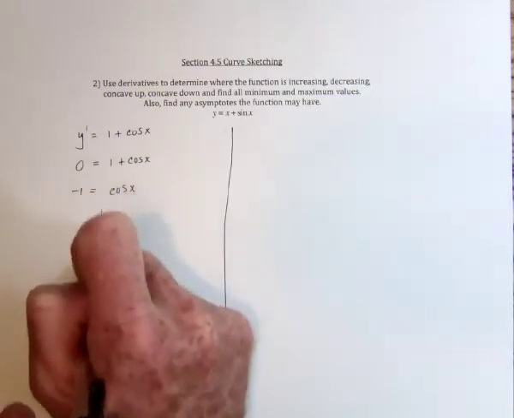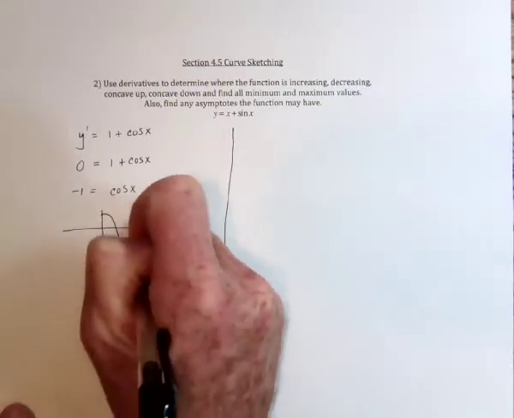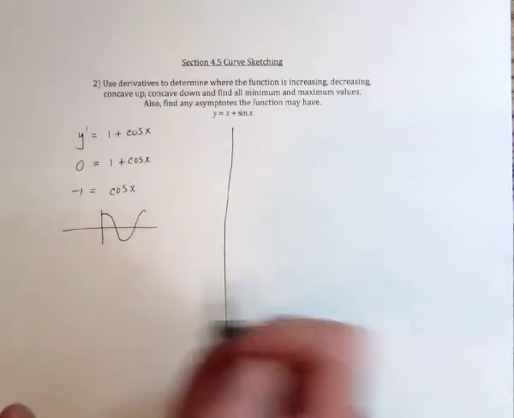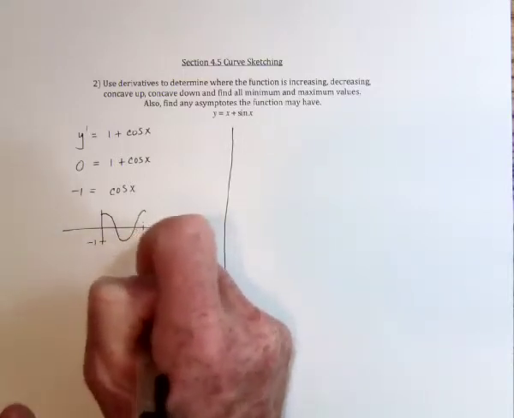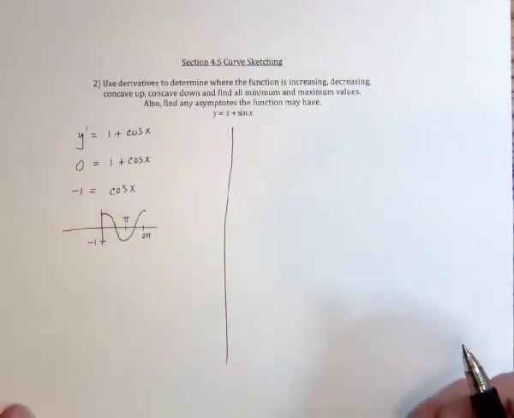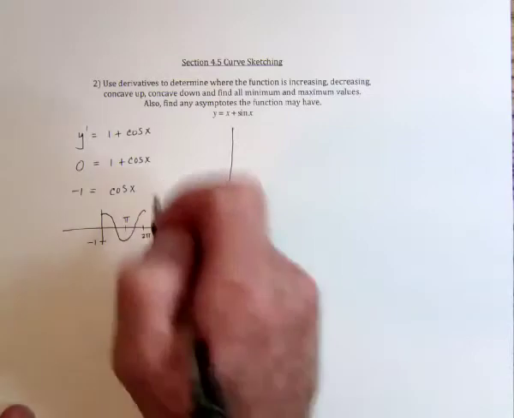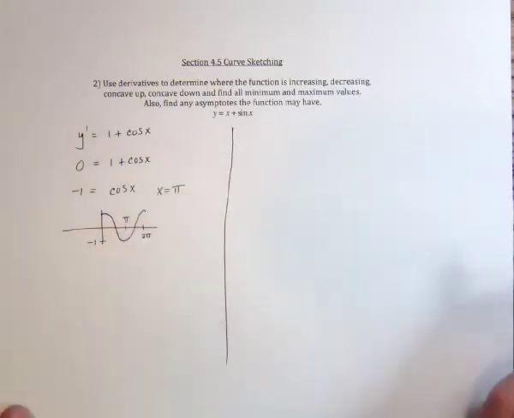So let's see, if you take a look at the graph of just cosine, it looks like this for one cycle, and it equals -1 right in the middle. So right there would be 2 pi, right here's pi. And so x equals pi is a critical value.